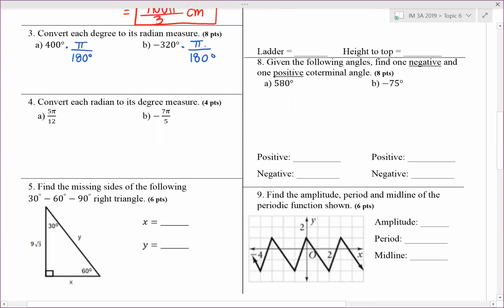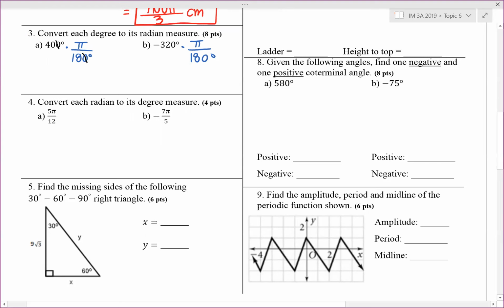Okay, so we know on the unit circle that pi and 180 are at the same location. So for these, they again both end in 0. So 400, 180, if I divide 400 by 10, I get 40. If I divide 180 by 10, I get 18.